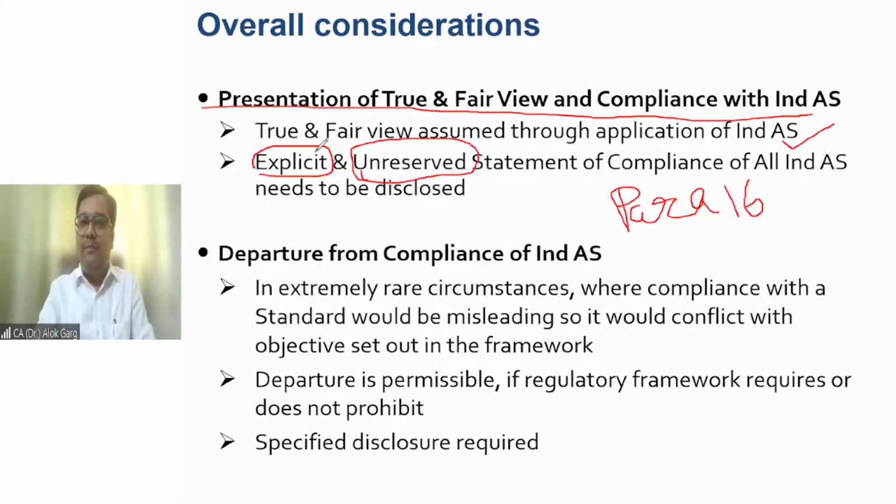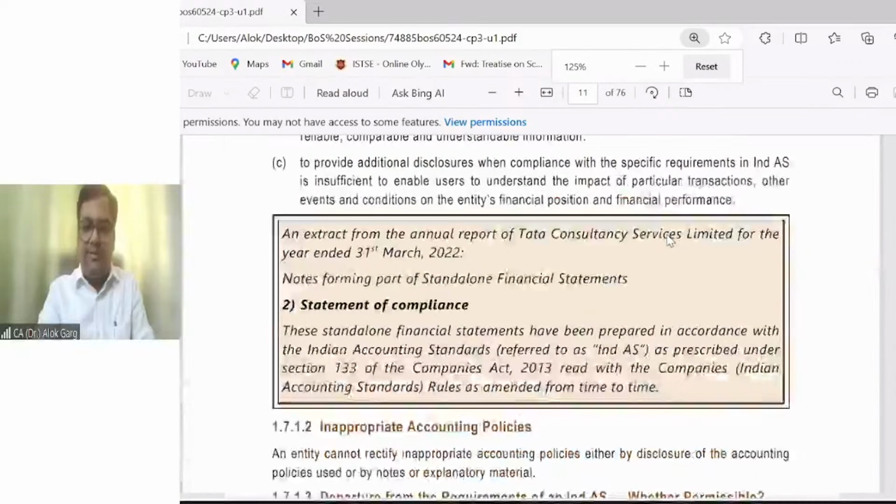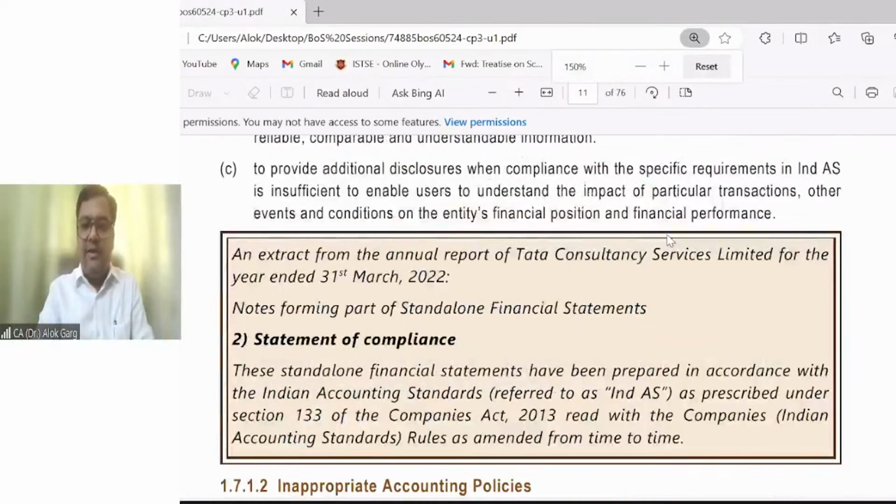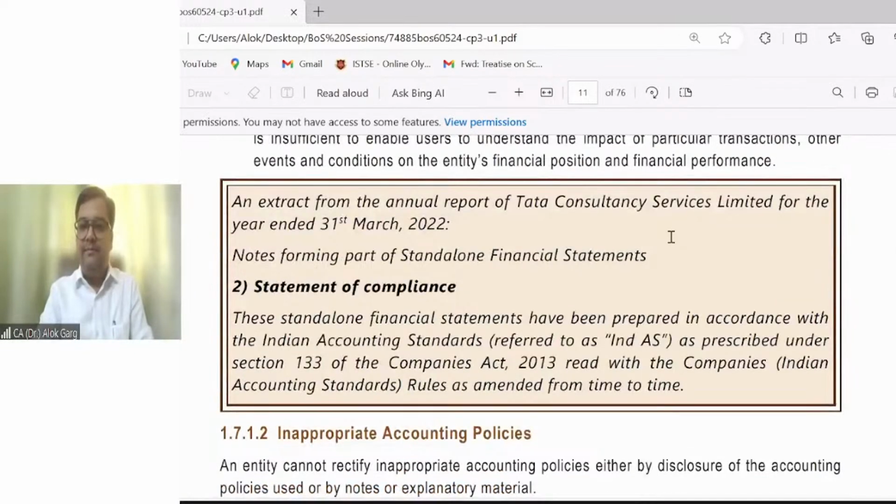Let me show you a practical example of it. What is that statement of compliance? Friends, I hope you are able to see this screen of Tata Consultancy Services Limited. You can see this: an extract from the annual report of Tata Consultancy Services Limited for the year ended 31st March 22. You can see that.